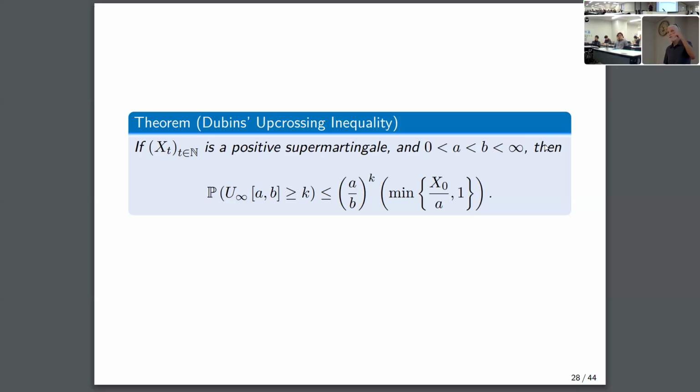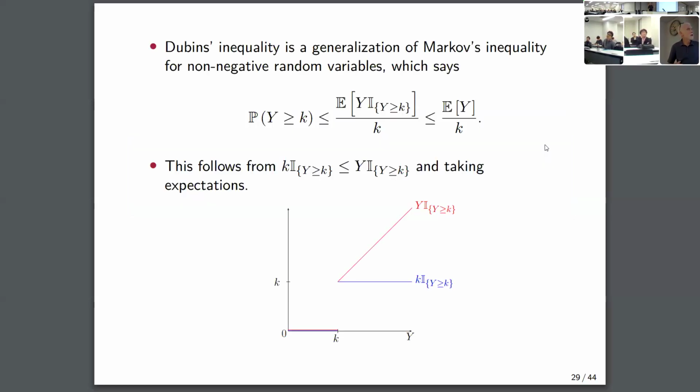It's sort of intuitive: the process is drifting down. If the process drifted up, who knows, or if it was neutral, but it's drifting down, you think it can't go up and down so many times. To help put this in perspective, it's useful to think of it as a generalization of Markov's law, which you probably saw in your very first probability class. Markov's law says if we have a real valued random variable Y, the probability that Y is more than k is no more than the expected value of Y over k.